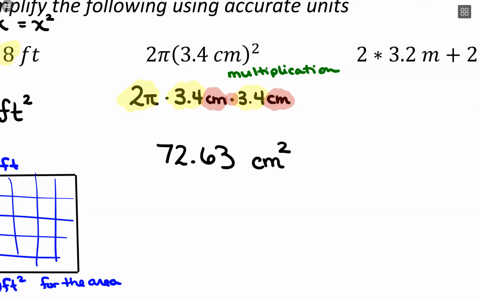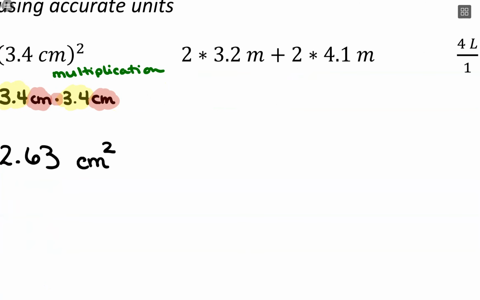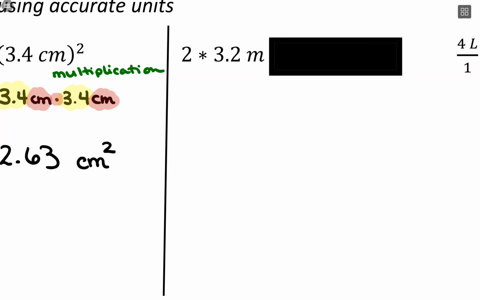So we want to work with the numbers and the units separately here. All right, this next one here, I'm just going to draw a little line there. So we have 2 times 3.2 meters. In fact, let's just ignore what's going on over there, because with the addition, it's separating these terms that we can simplify first. So just doing this, 2 times 3.2 is equal to 6.4. So numerically, that's what we have. Now we have meters here. In fact, let me highlight the units there.